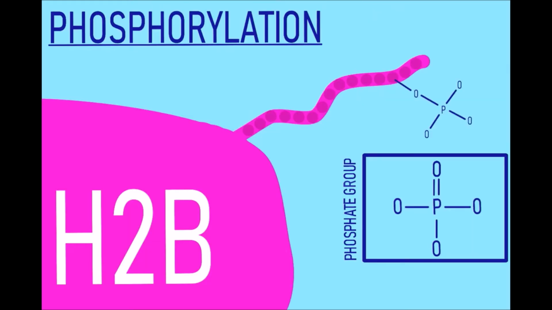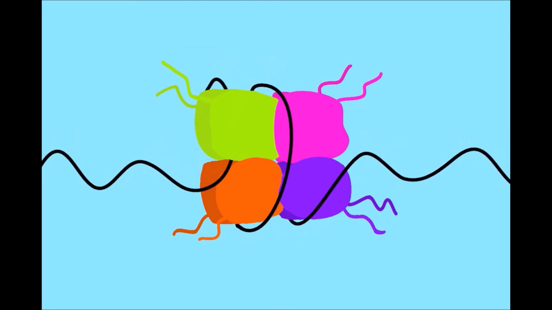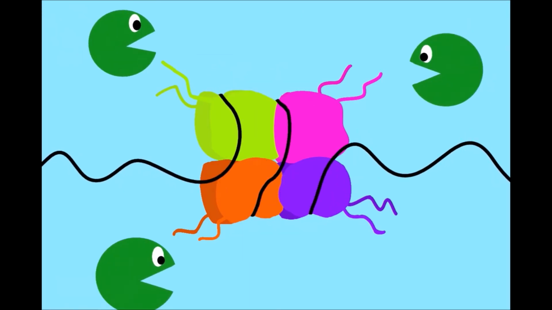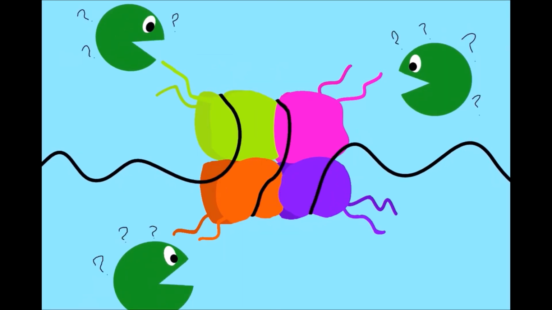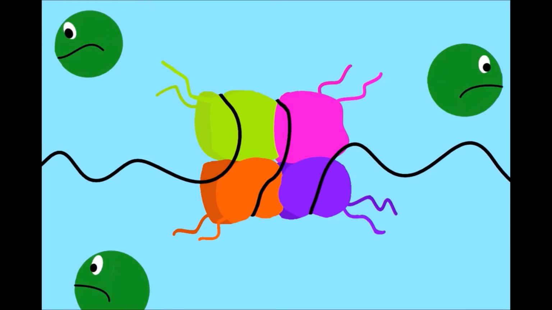Histone phosphorylation does the opposite of acetylation. It tightens the DNA's grip on the histone, packing the chromatin in. It packs it so tightly, actually, that the enzymes needed for DNA transcription can't even squeeze in there and do their thing, making the DNA transcriptionally inactive. So those genes are turned off and can't be expressed. This type of transcriptionally inactive DNA is called heterochromatin.